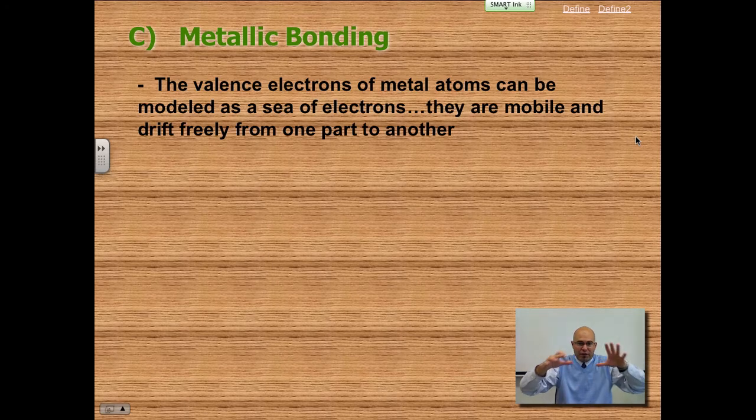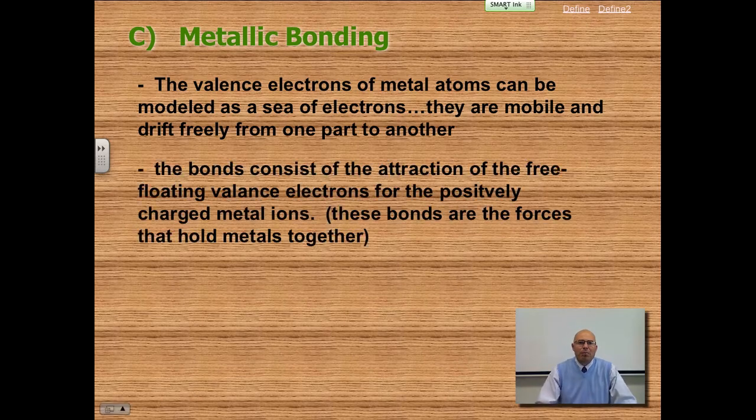Because all metals will only have a few valence electrons. It's not like your non-metals where there might be 6 valence electrons or 7 because they're on the far right side of the periodic table. The metals are going to be on the left side, which would only have 1 or 2. So they're mobile, they drift freely around one another. And so these bonds consist of attractions of these free floating valence electrons for the positively charged metal ions. They are forces that hold metals together.